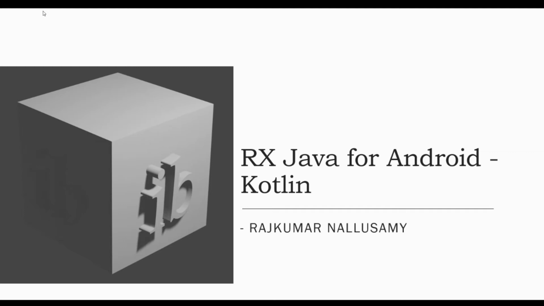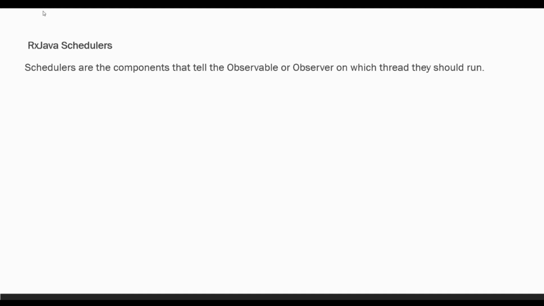This is Raj Kumar. Next, we're gonna see RxJava Scheduler. Schedulers are the components that tell the observable or observer on which thread they should run. Schedulers are used to specify on which thread the work must be done. So this is more useful in the case of thread management.